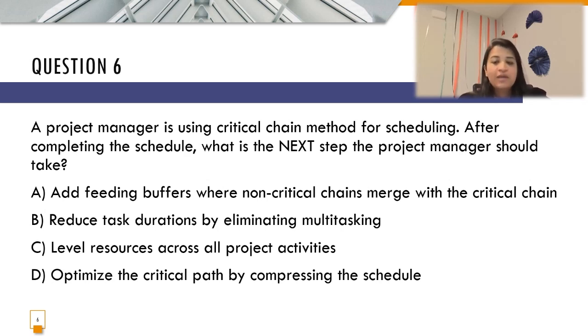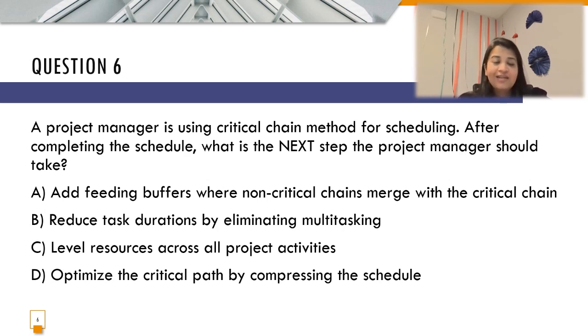So option B would have already been done first. Going to option number C, which is to level resources across all the projects. Leveling resources would also have been done earlier, prior to the schedule creation and not after. Coming to option D, which is to optimize the critical path by compressing the schedule.